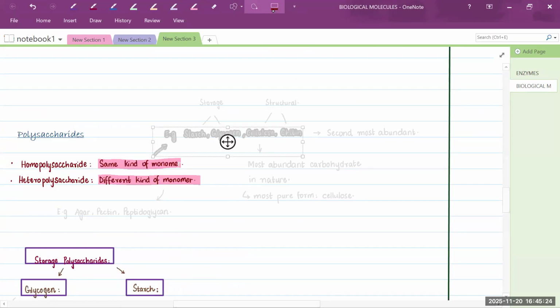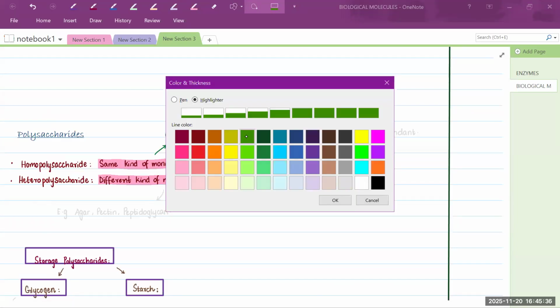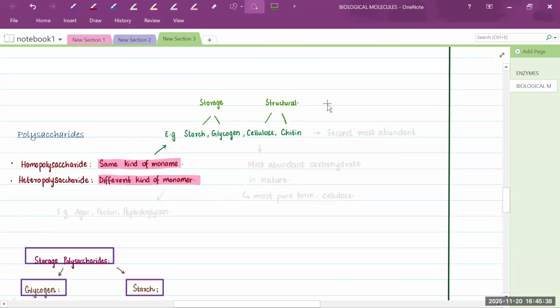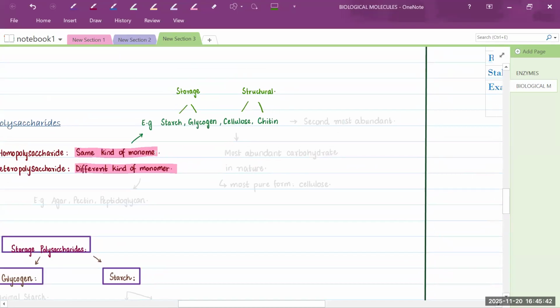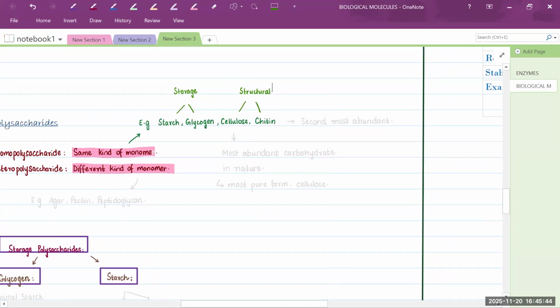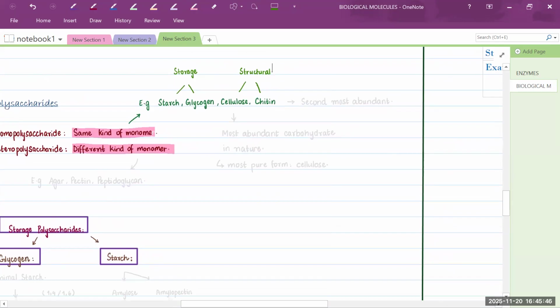starch, glycogen, cellulose, and chitin. Starch and glycogen are storage polysaccharides, and cellulose and chitin are structural polysaccharides. We'll also see some details about these four of them, and some more important key sentences that we have to remember for cellulose.